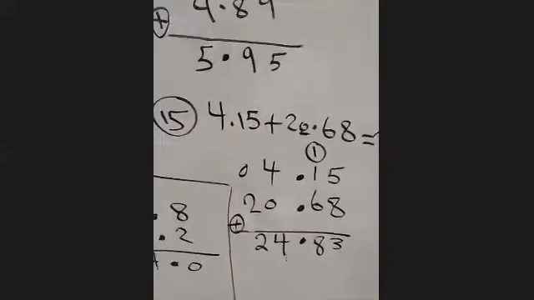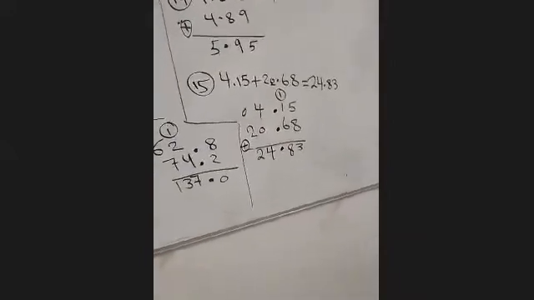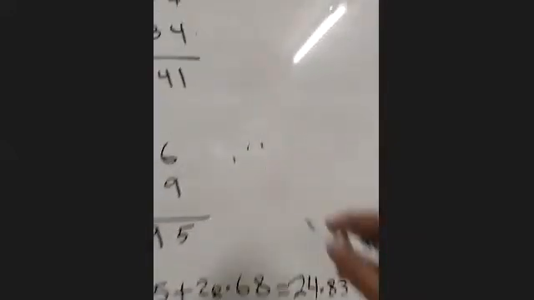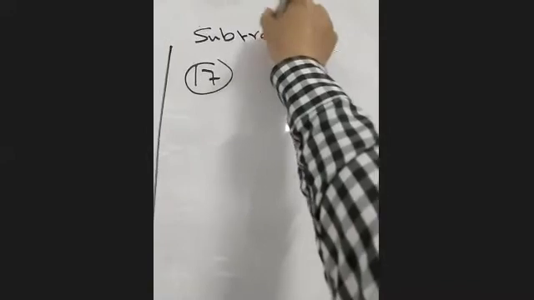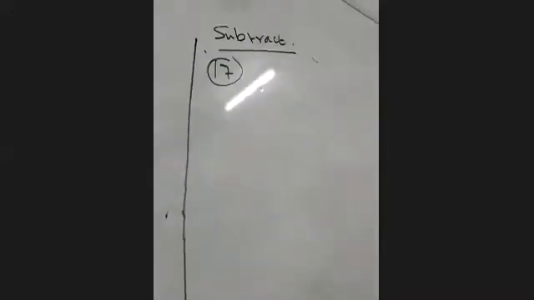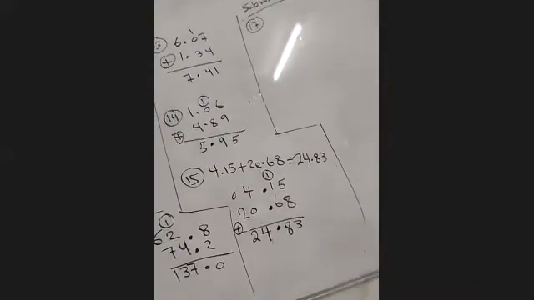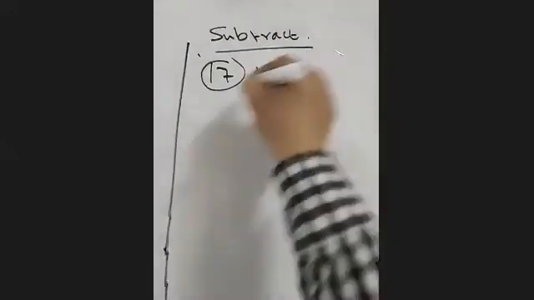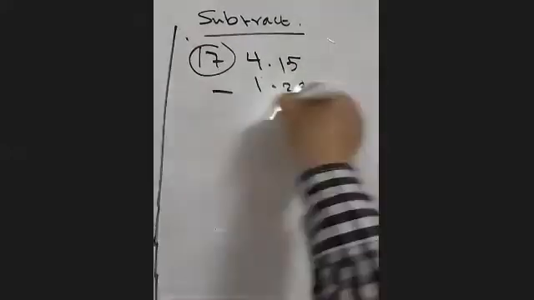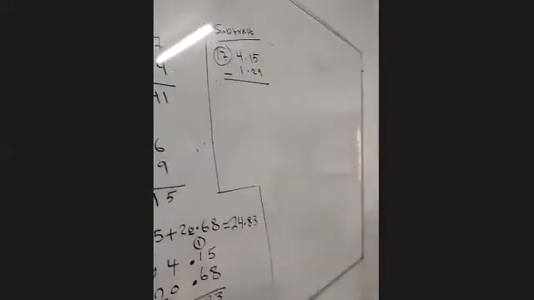Okay, now we'll skip question 16, guys, and we'll go to question 17 down in the subtraction. Question 17, subtract. What do we have in question 17? 4.15 minus 1.29. Yalla, who can help me? Muhannad.